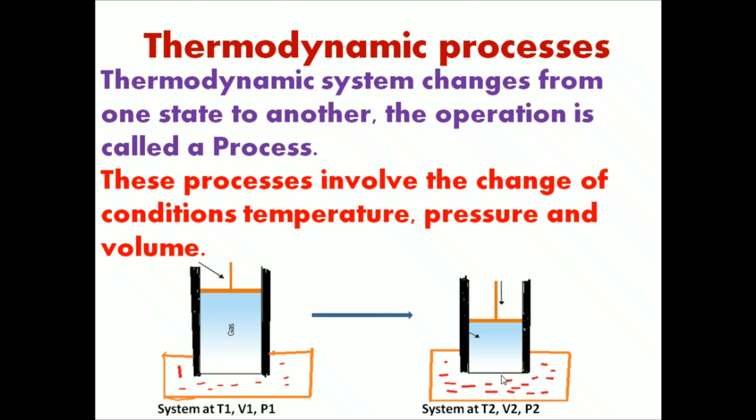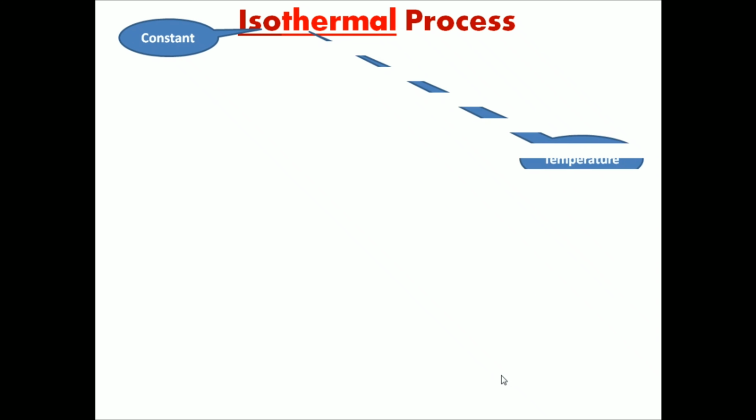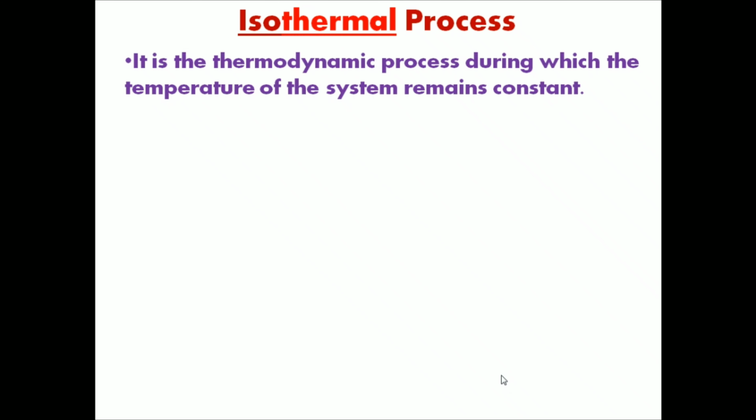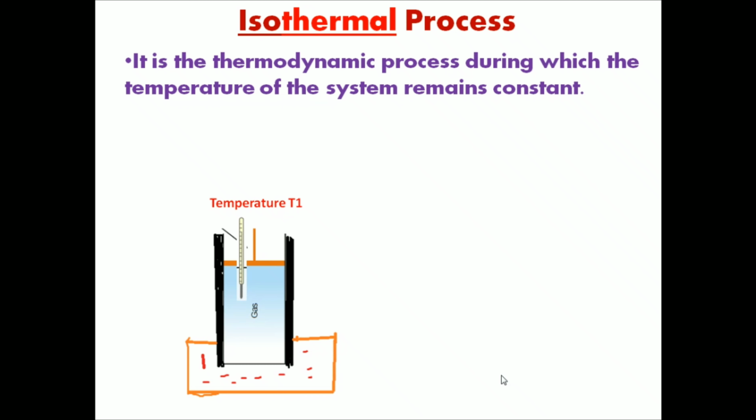Let us discuss some processes which are involved at constant temperature, pressure and volume. First, we will discuss the isothermal process. Here, iso means constant and thermal means related to temperature or energy. It is the thermodynamic process during which the temperature of the system remains constant. Consider an example.